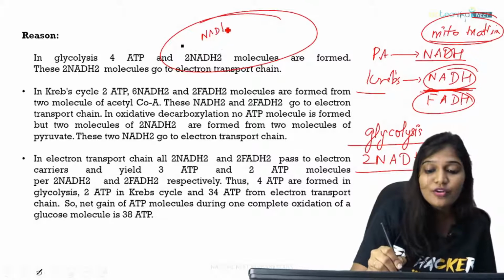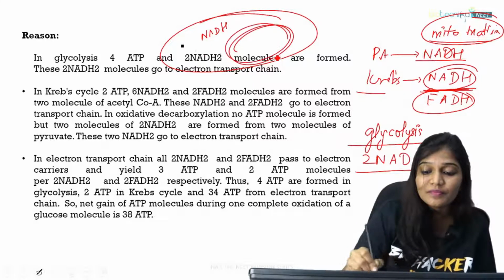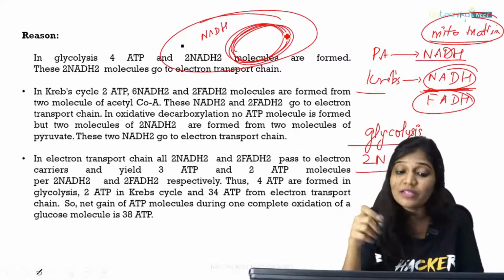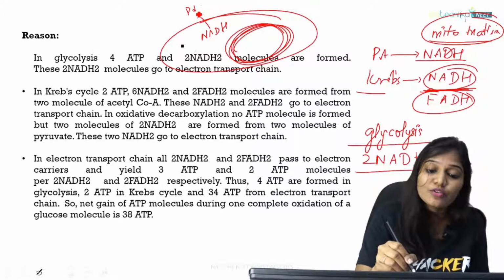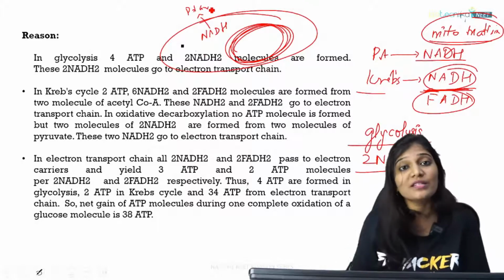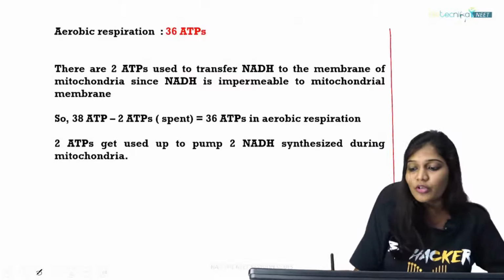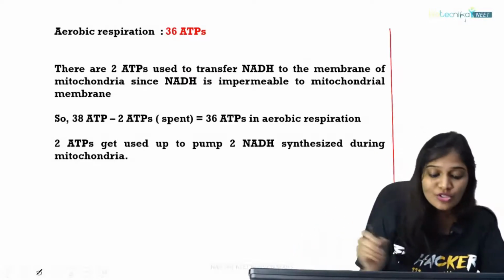But the mitochondria is present over here. The mitochondrial membrane is actually made up of phospholipids, and NADH is a polar molecule. So in order to cross that, they have to spend some energy. That's where two ATPs are actually utilized. So we're going to talk about two important systems, which are two shuttle systems.